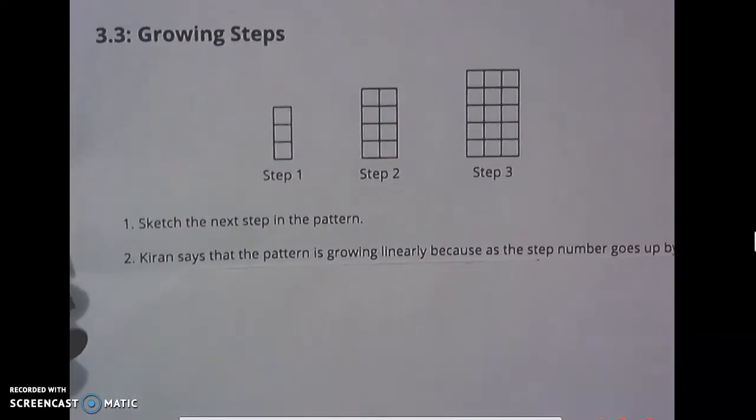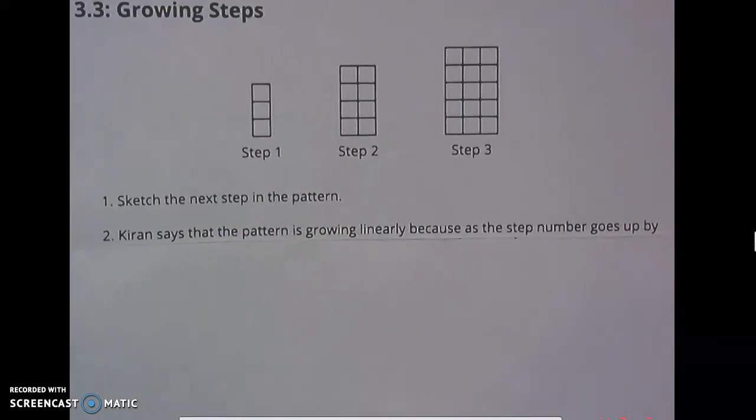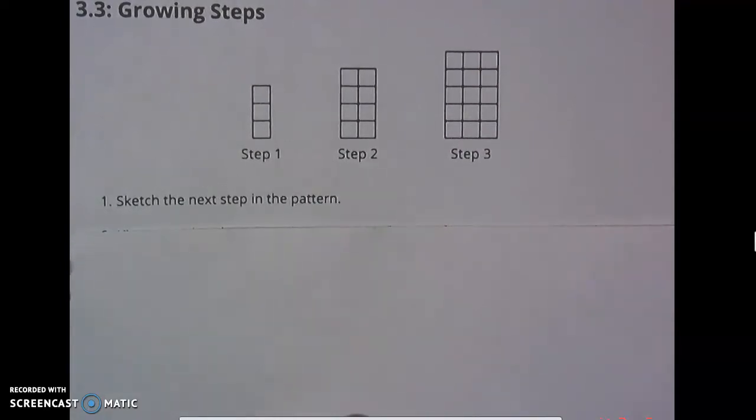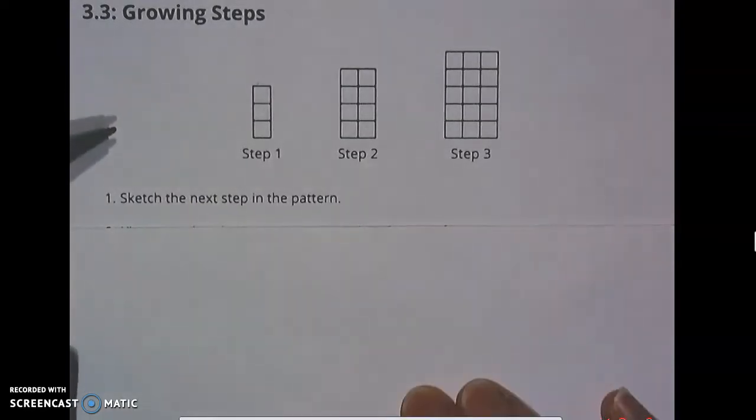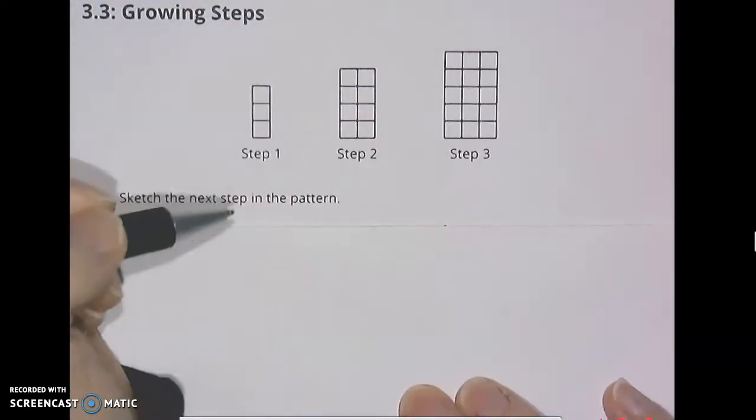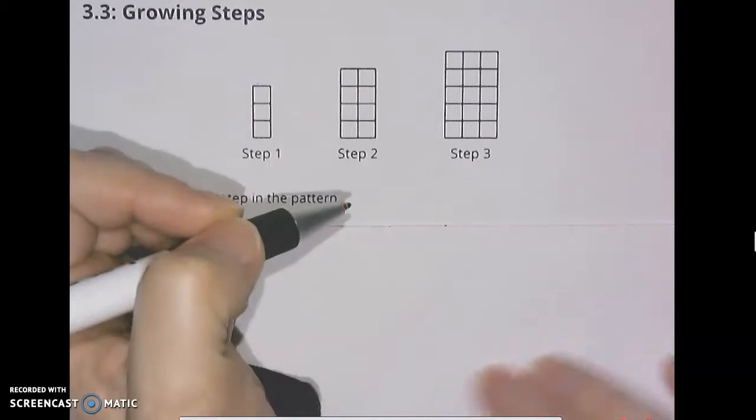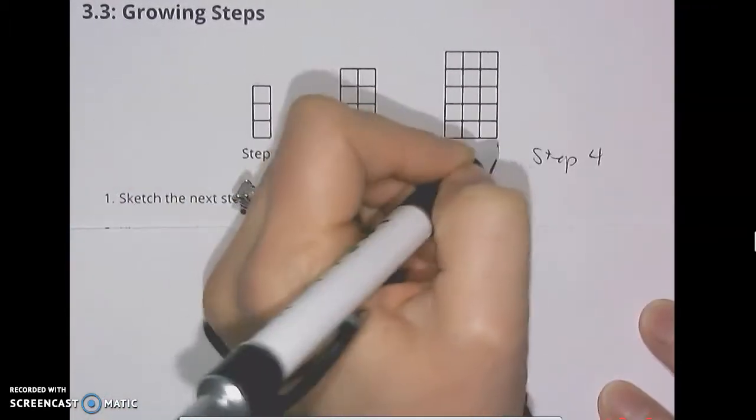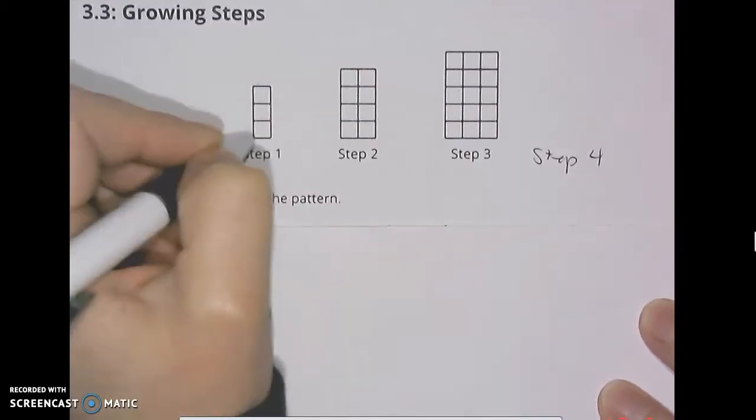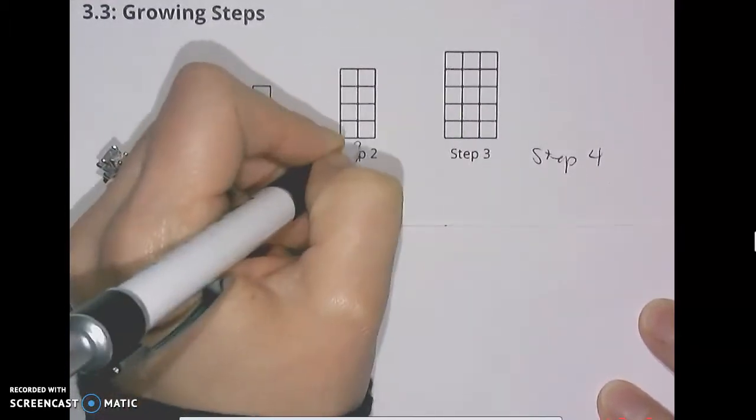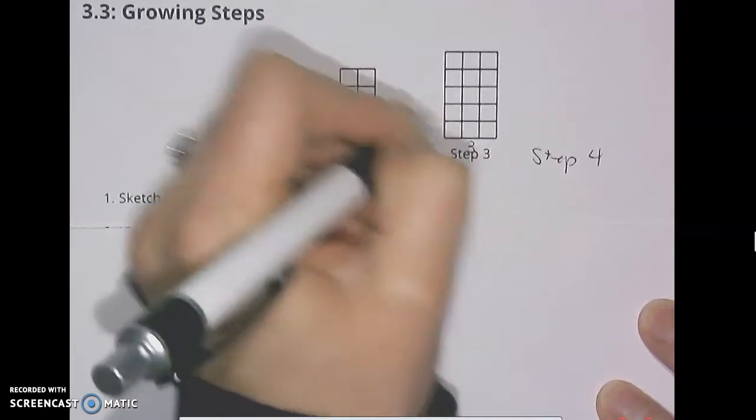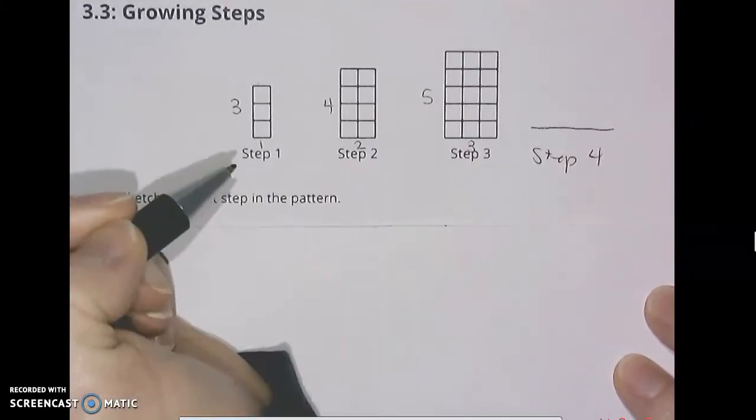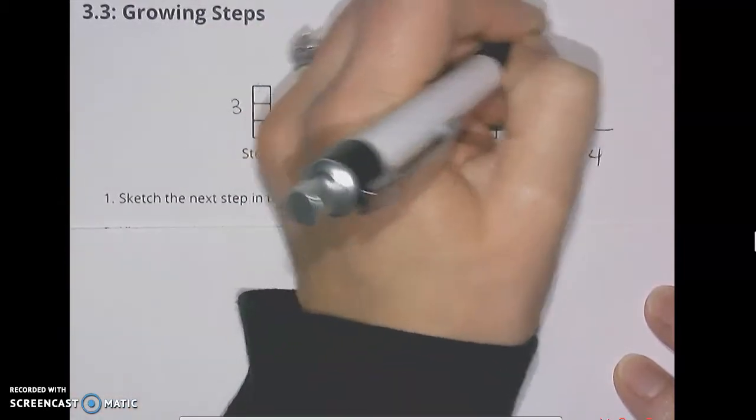All right. So the next thing we're going to talk about are growing steps. Okay? And so this one, we have step 1, that's 3 blocks. Step 2 is 2 by 4 blocks. And step 3 is 3 by 5 blocks. So it says to sketch the next step. So step 4 in this pattern, if it went 1 by 3, 2 by 4, 3 by 5, this next one would need to be what? So we would need 4 by 6.